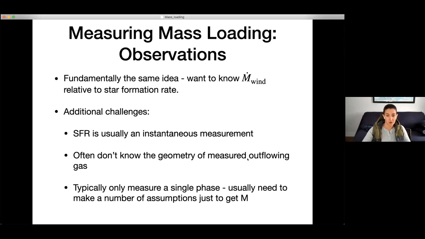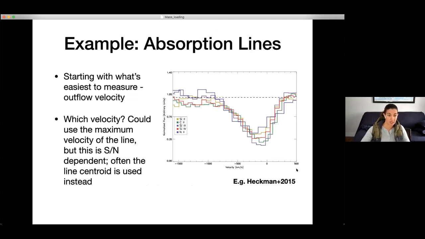You often don't know the geometry of the measured outflowing gas. This is particularly true at higher redshifts. And typically in observations, you're measuring a single phase. So it's often very difficult to get at the hot gas. We can only do that for really close galaxies. And even in a single phase, say the warm ionized gas, you usually need to make a number of assumptions just to get at the mass that you're measuring, never mind the mass outflow rate.